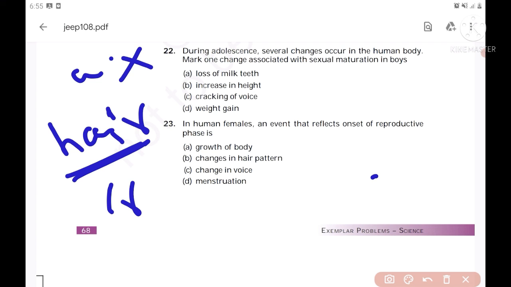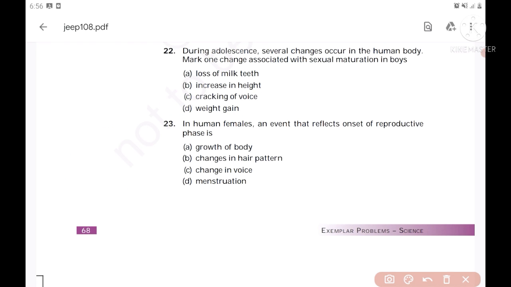So what is the option? It's obviously not losing of milk teeth, not increasing of height, because from the birth you start increasing your height. And losing of milk teeth, obviously not. Weight gain, if you eat more you will gain your weight. So cracking of voice, that's so obvious.